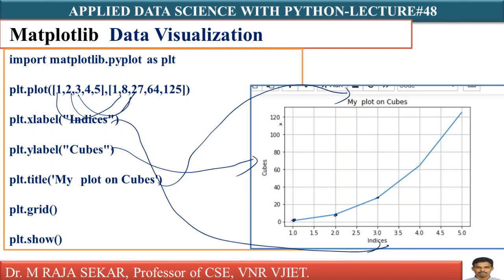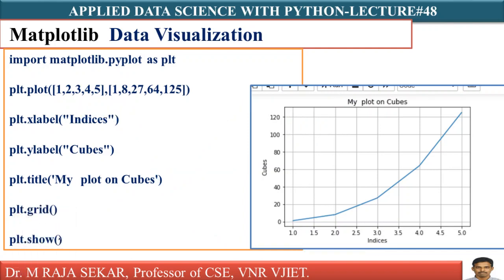What is the use of this grid? Just see, it is creating a grid. It is just like graph paper. You can easily identify points with the help of plt.grid. Grid helps you to read the points much more easily, isn't it? Easily you can identify points. This one is simple. Anybody can understand, isn't it?